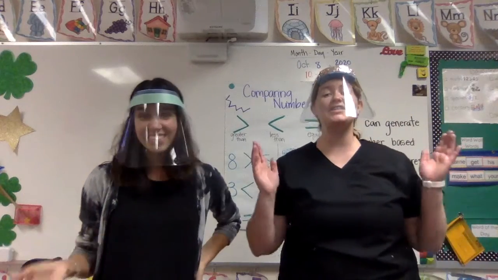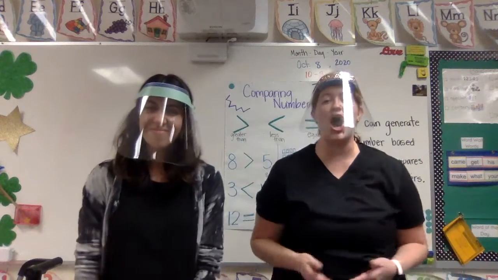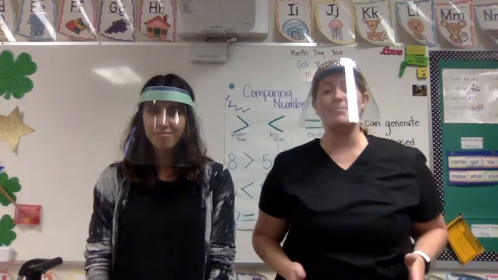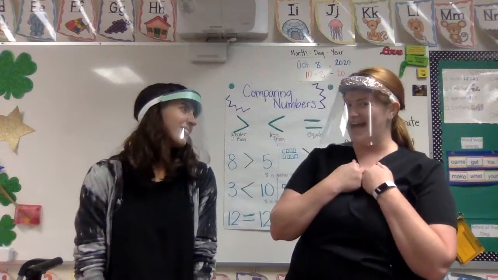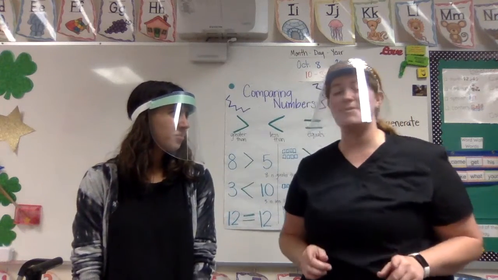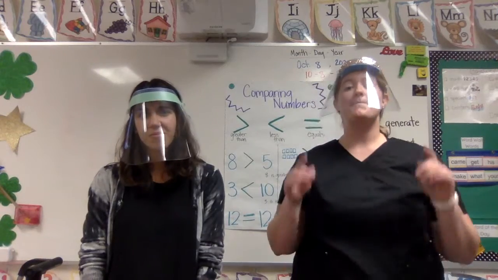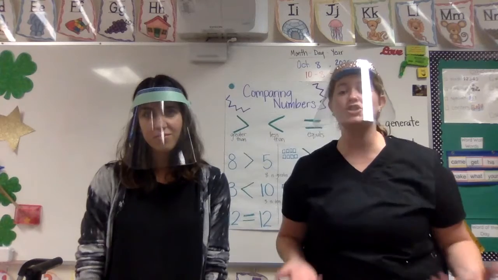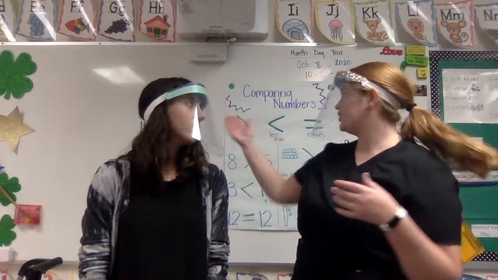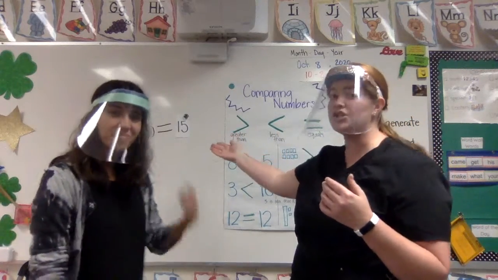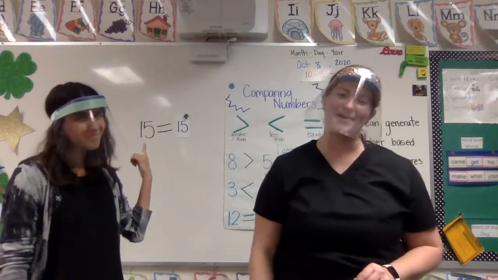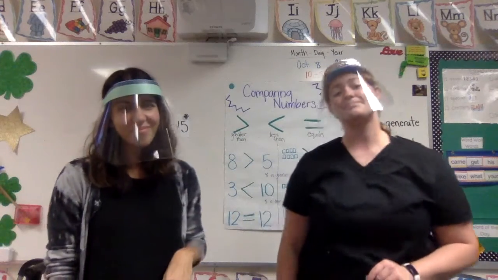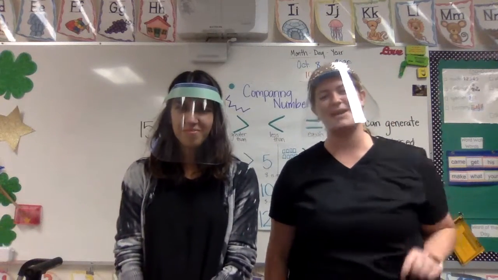It's your turn. On Seesaw, we have some numbers already generated from us, and we already put the comparison symbol there. But you have to fill in the number that would make that sentence true. So if it says, 15 is equal to, you have to put 15 in the blank. Make sure you push the green check mark when you're done.